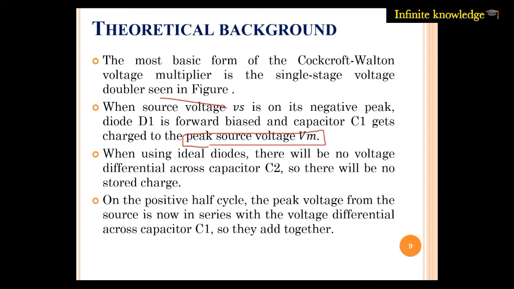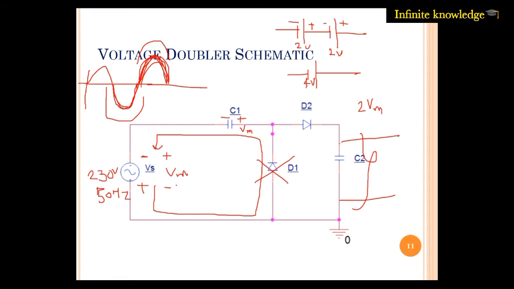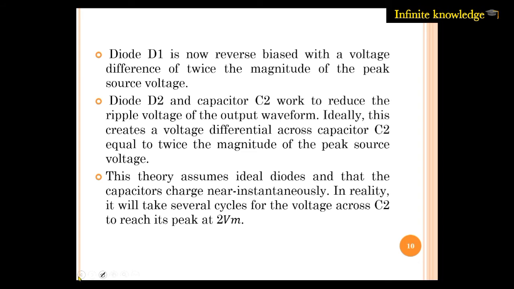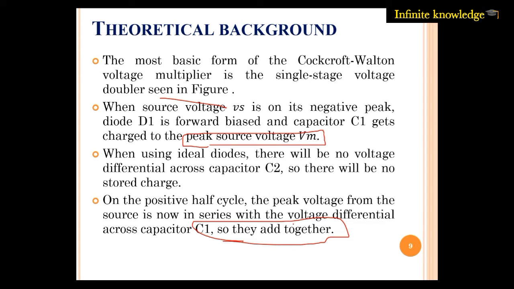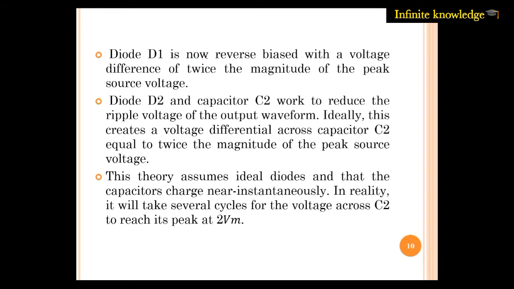So what happens in the positive cycle? On the positive half cycle, the peak voltage from the source is now in series with the voltage differential of capacitor C1, so they get added. I have already explained that these two things come in series: the supply voltage and the capacitor are in series this way. So the voltage potential is added and we get 2 Vm across the capacitor C2. They are added together.